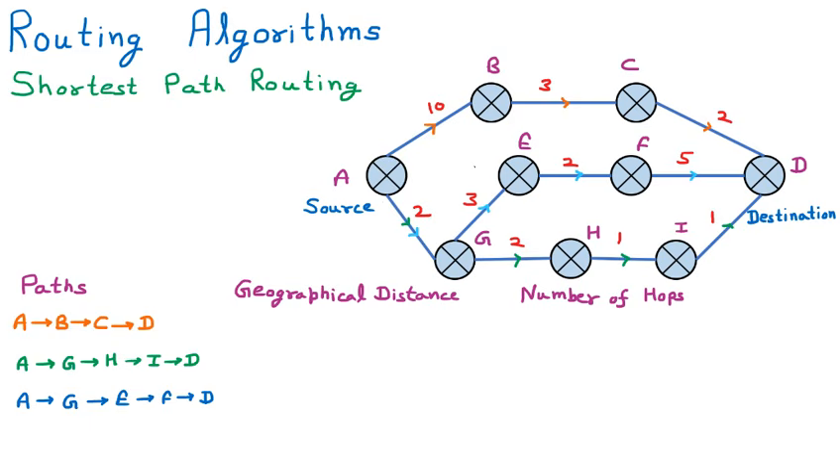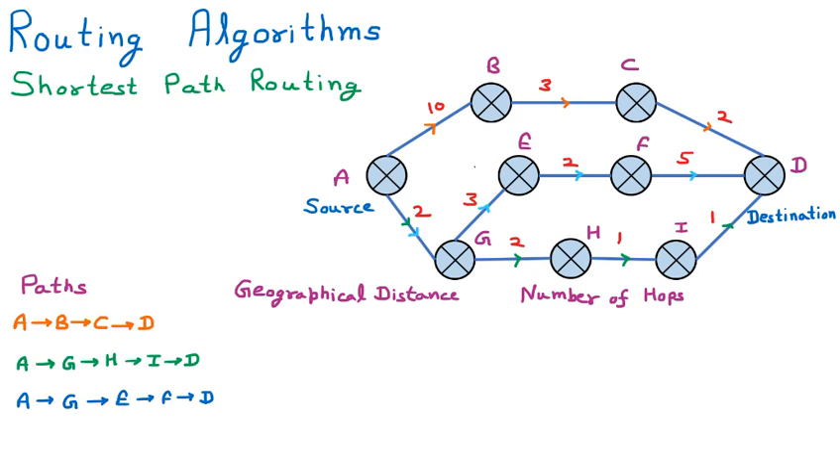Now as per our paths, we are going to find out the geographical distance. We are assuming that these are not costs, these are distances. Means from A to B we have 10 kilometers, then B to C 3 kilometers. So these numbers are kilometers because we have the parameter distance here. So now we are going to find out.